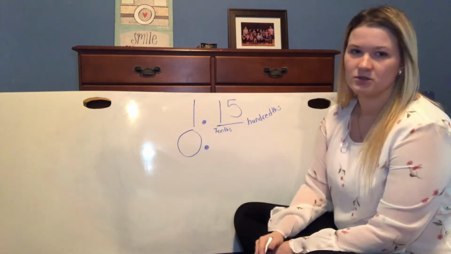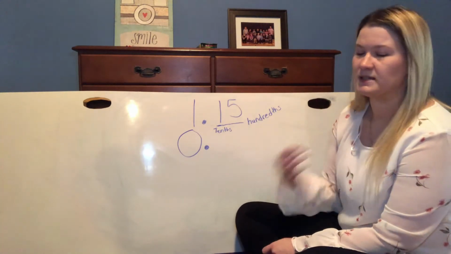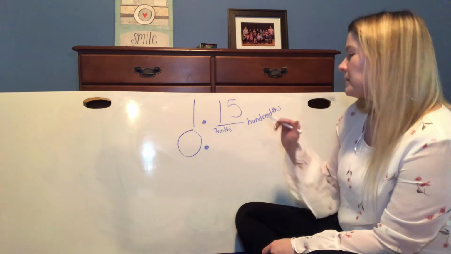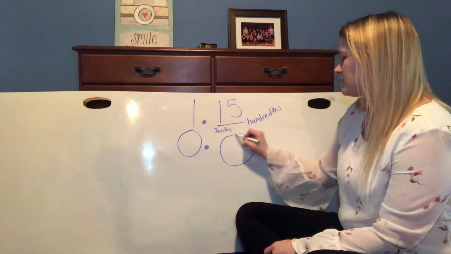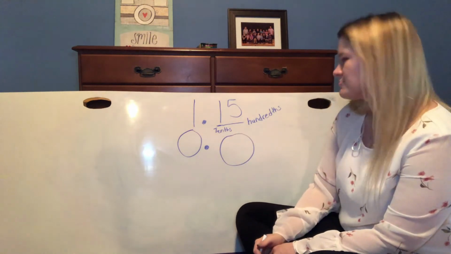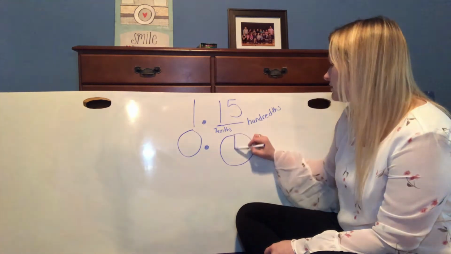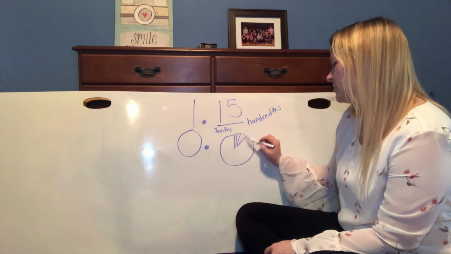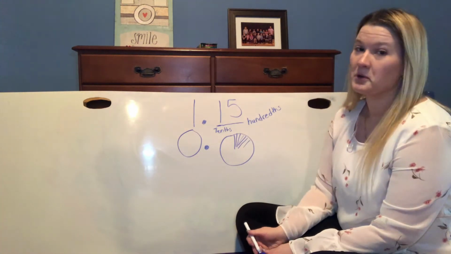Now, I'm not going to draw a circle that's been broken into 100 pieces because I don't think that I could do that. But I want you to just imagine that this circle has been broken into 100 pieces and that we colored 15 little bars in it. It'd be pretty tough to draw.